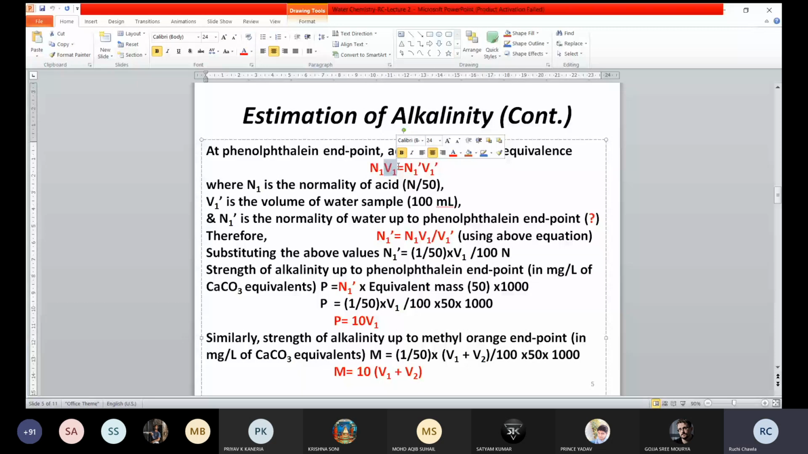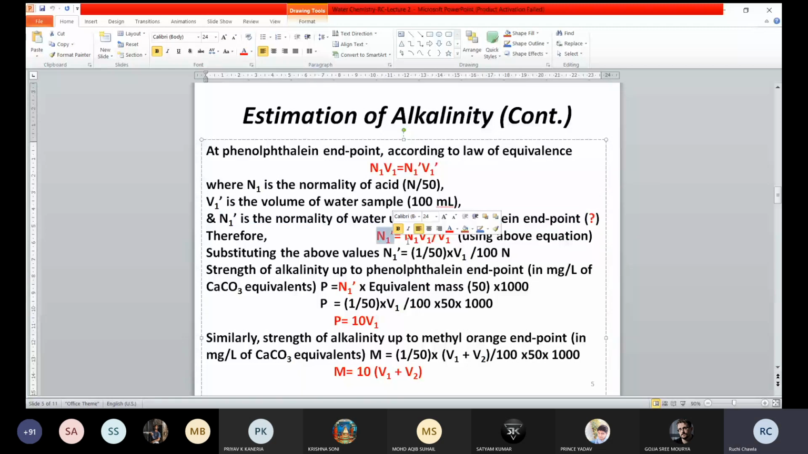What about V1 dash? V1 dash is the volume of water sample. This you will pipette out, the water sample. Again, I showed you on the last slide, say this volume is 100 ml, V1 dash. And N1 dash is the normality of water up to phenolphthalein endpoint, which we are interested in finding out. We want to know the concentration of the alkaline water sample. Since we are interested in finding out N1 dash, we will make N1 dash the subject of the formula.